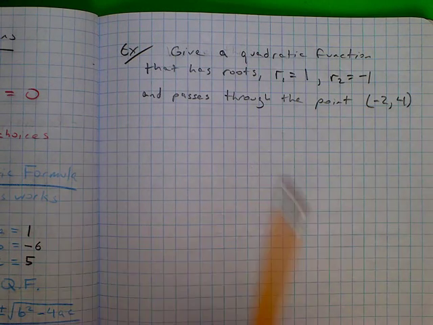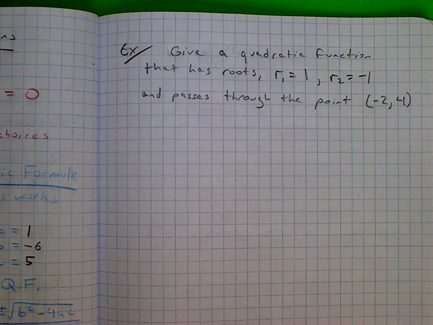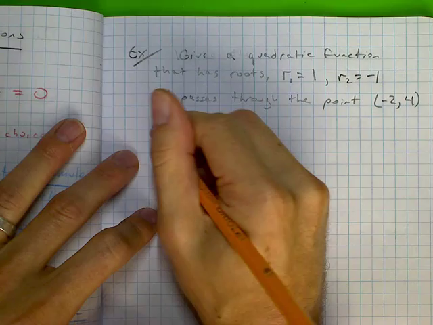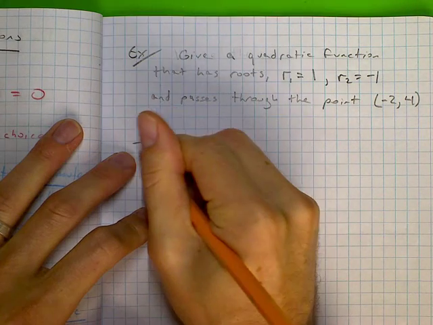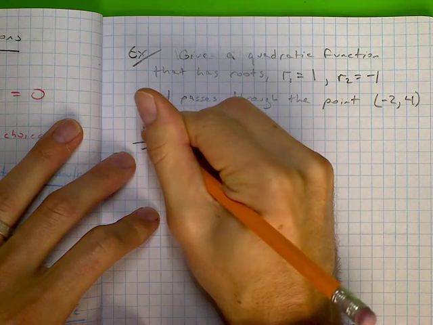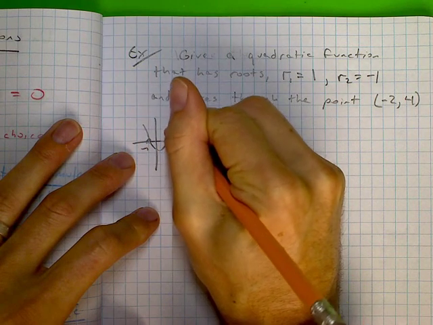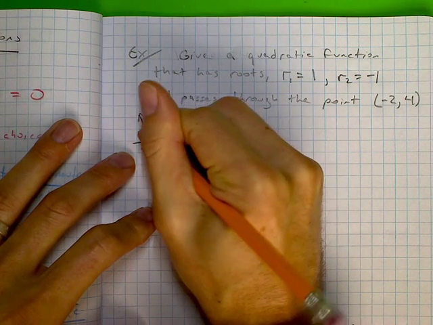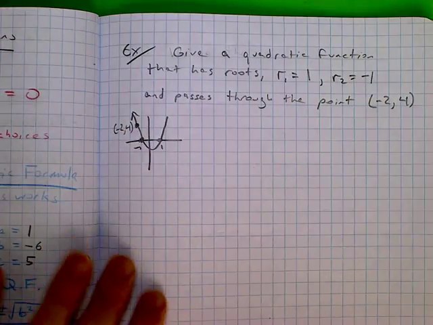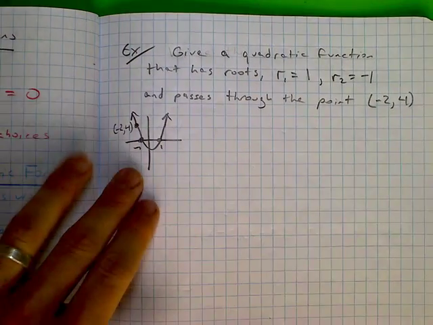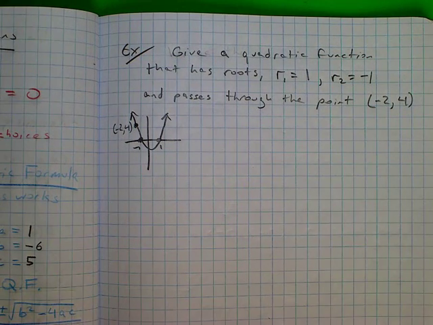So this time we know what the roots are, and instead of trying to solve for the roots from the equation, we're going to do the exact opposite. We're going to take the roots and try to write the equation of that function. So in other words, I know that my function looks like this, and it goes through the point -2, 4. So I want to know what function that is.